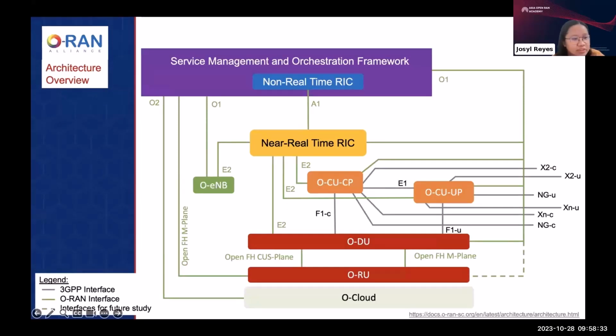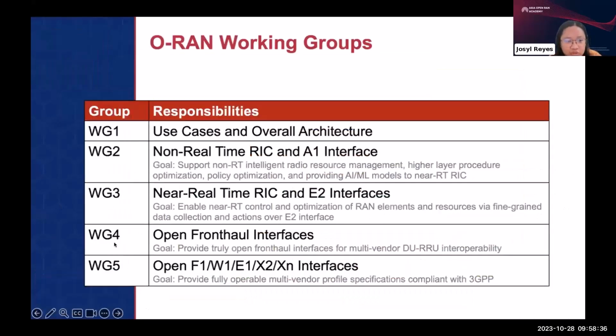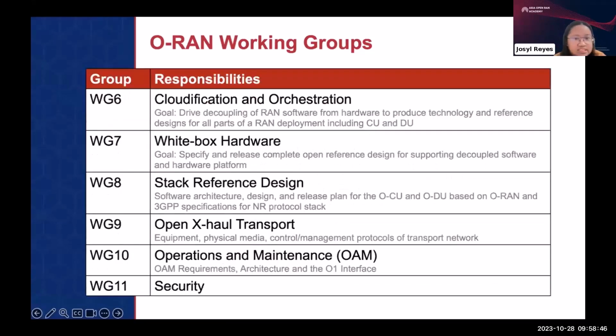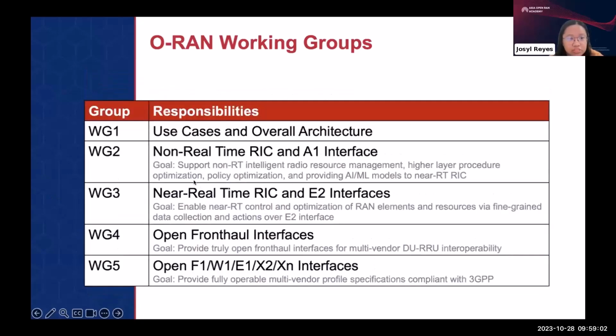And then other working groups: working group 4 is the open fronthaul, working group 5 covers other interfaces, like the midhaul, and so on. These are other working groups, but with not much focus on ORAN. There is one for orchestration, and so on. So the important ones for this architecture would be the first 5 working groups.